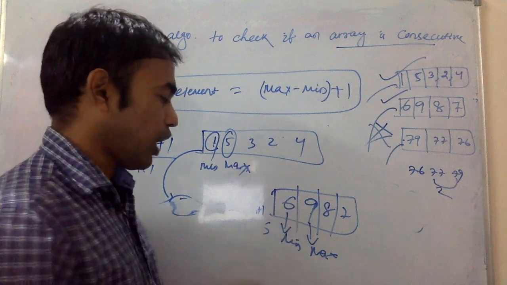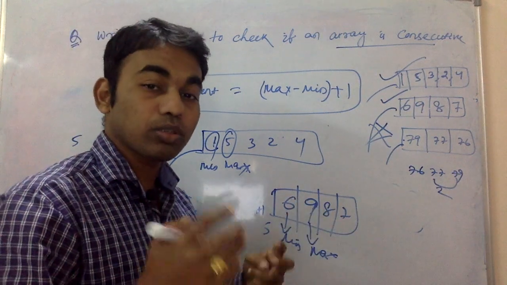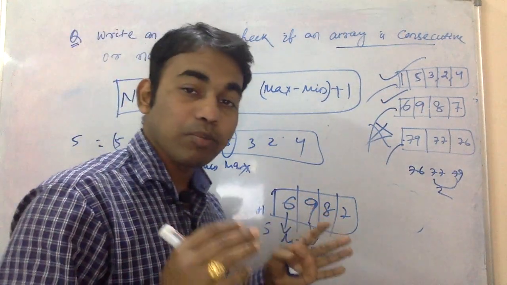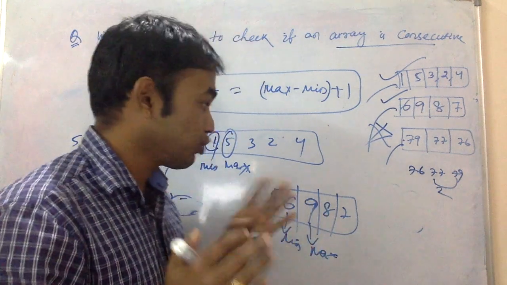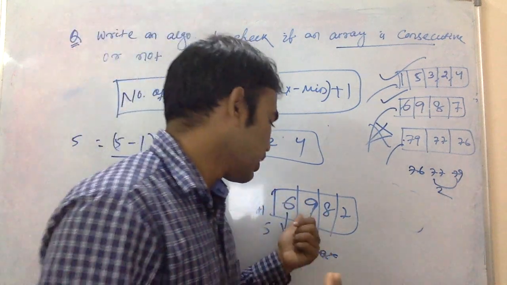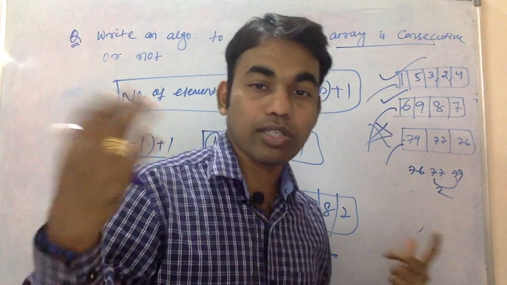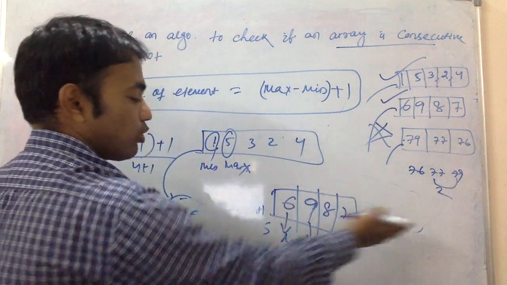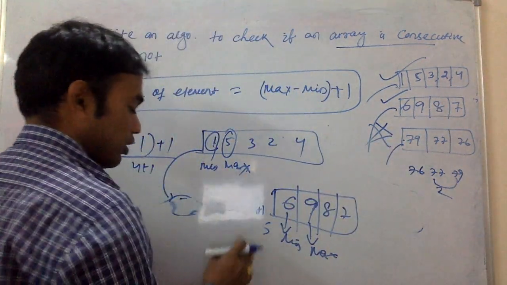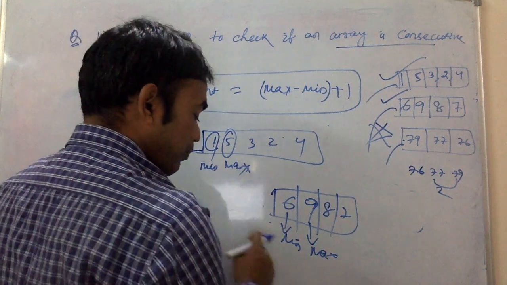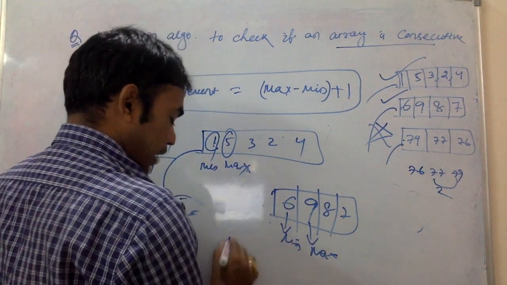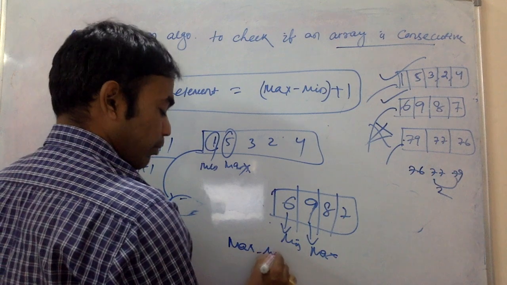So tell me, how many more elements? So one constant is here. That means no repetition is allowed. So you need to be careful answering the question. If this particular array contains a repeated element, otherwise everything will be 7, then it is useless. You cannot check by using this condition. So what I am trying to say is max minus min plus 1.